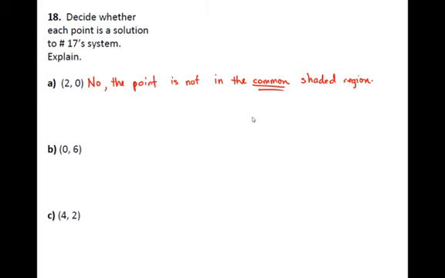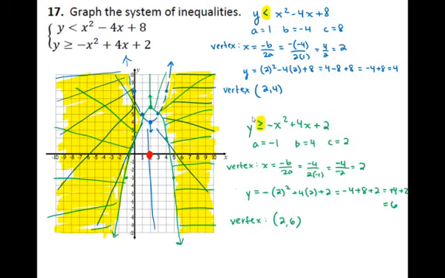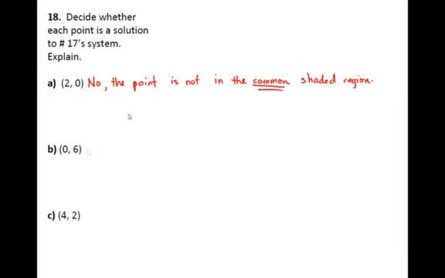Okay, letter B, (0, 6). That would be right here. And that point is in the highlighted area. So I'm going to say yes. The point is in the common shaded region. It's in the highlighted area.